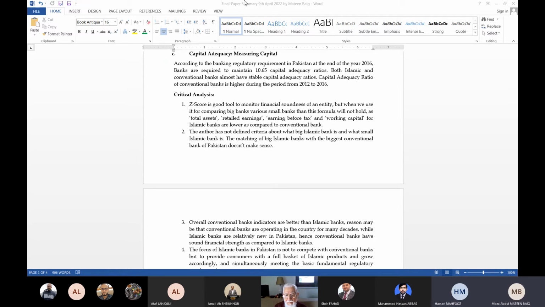The author has not defined criteria about what a big Islamic bank is and what a small Islamic bank is. They have not made any distinction about what counts as a big Islamic bank, according to rating or turnover. Matching the big Islamic banks with the biggest conventional bank of Pakistan does not make sense. So this is the crucial point.